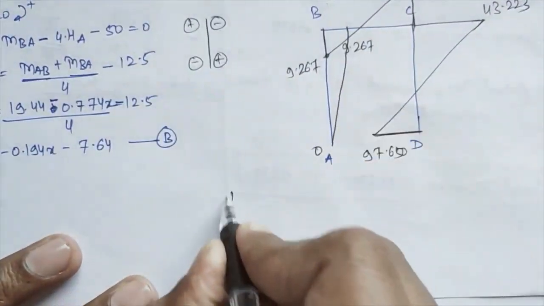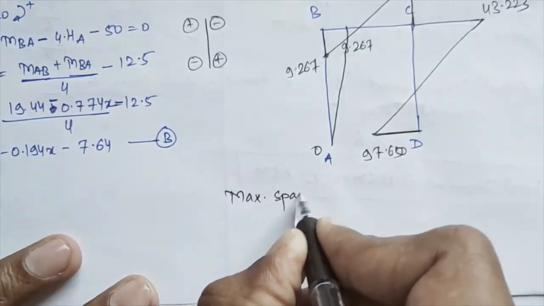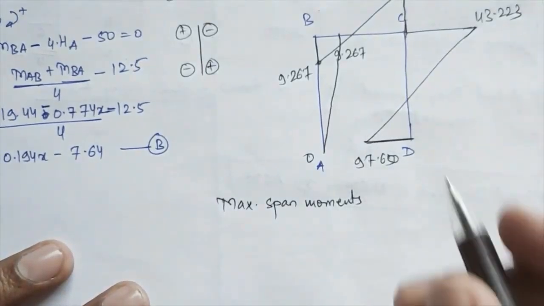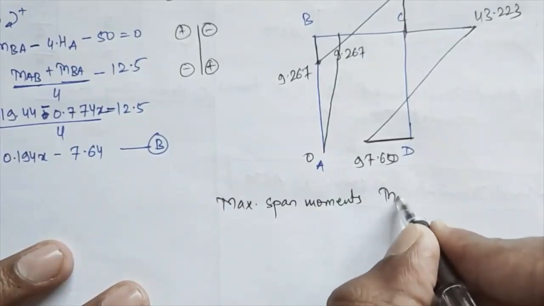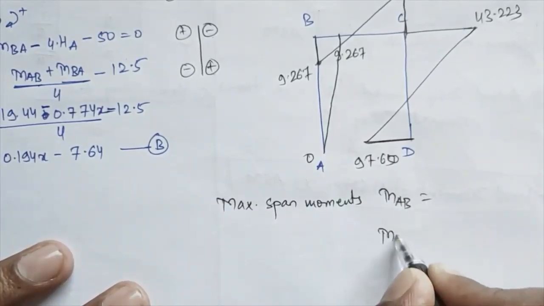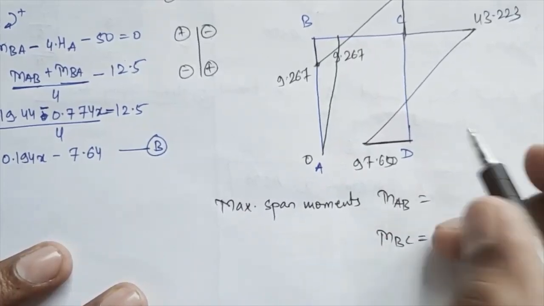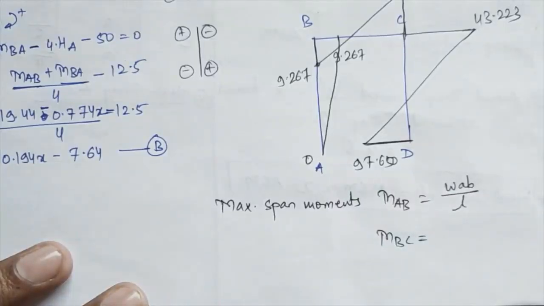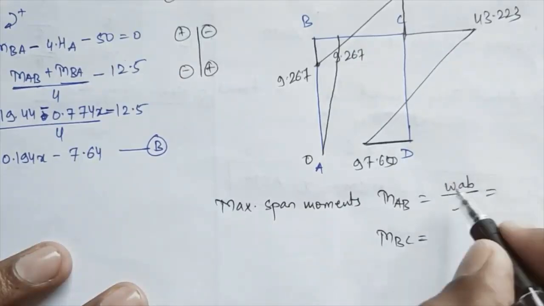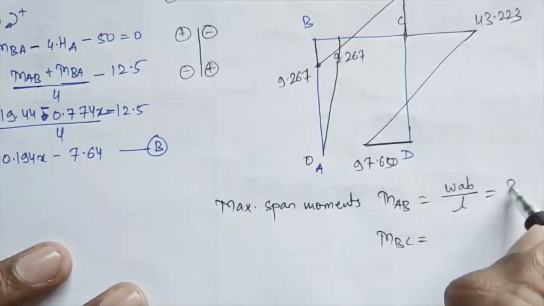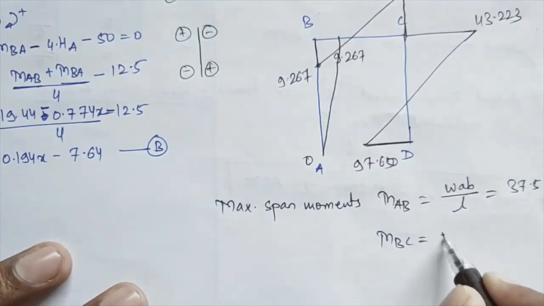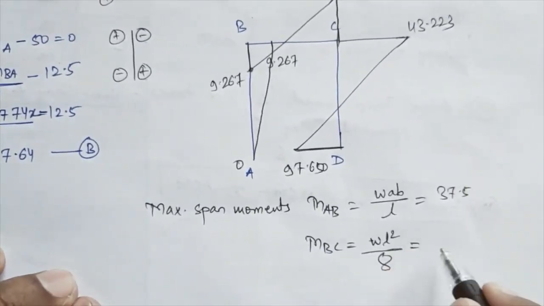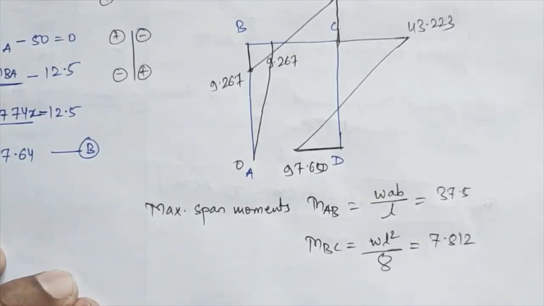Now I'll plot the span moments on this, maximum span moments. Okay, so span moment in CD will remain 0 because there is no loading given. So span moment in first member I'll calculate as MAB, and in second member I'll calculate as MBC. In MAB point load is given to you, so that comes equal to WAB divided by L. Okay, so if you calculate this, W is given, A is 3, B will be 1, so this comes equal to 37.5, and this comes equal to WL square divided by 8 because UDL is given to you. So for UDL this comes equal to 7.812.